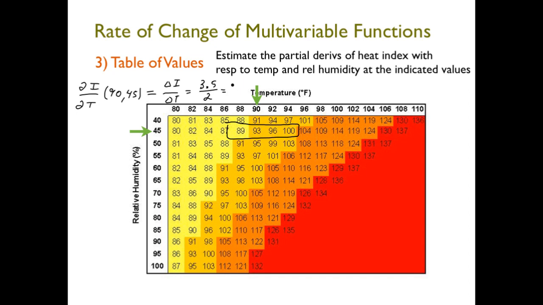So what is that? 1.75? What per what? Degrees Fahrenheit per degrees Fahrenheit. And we could interpret that. For a small change in temperature, the change in heat index will be 1.75 times that change in temperature, right? For a small change in temperature, the change in heat index will be 1.75 times that change in temperature when temperature is 90 and humidity is 45.